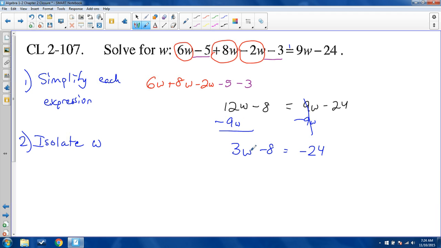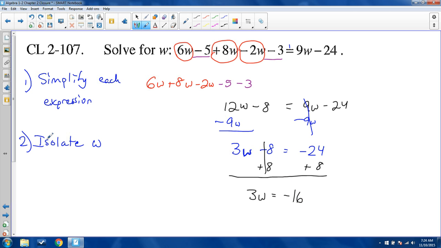Okay, the W is still not isolated because it's being multiplied by a 3, and that whole term's also being subtracted by 8. So let's get the 8 out of the way, the negative 8, I'm sorry. So let's reverse that operator. You have to add 8 to both sides in order to eliminate the 8, because 8 minus 8 is 0, or negative 8 plus 8 is 0. So this is 3W being equal to negative 24 plus 8, which is negative 16.